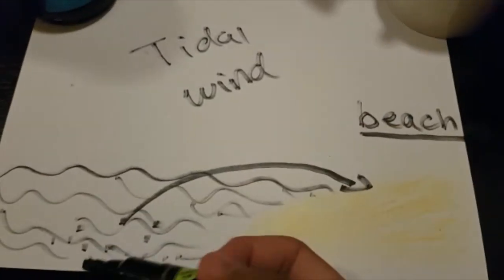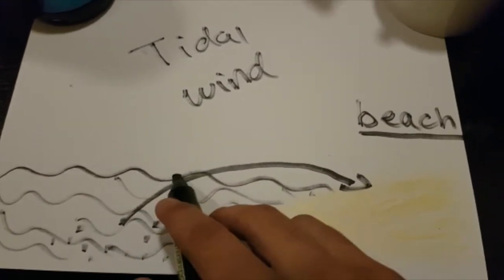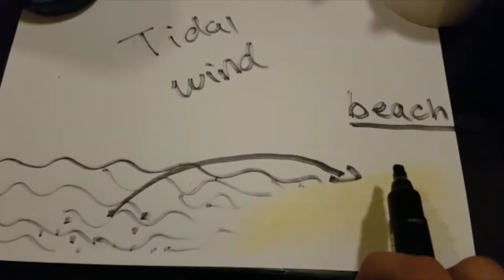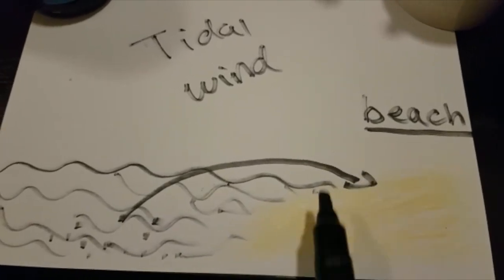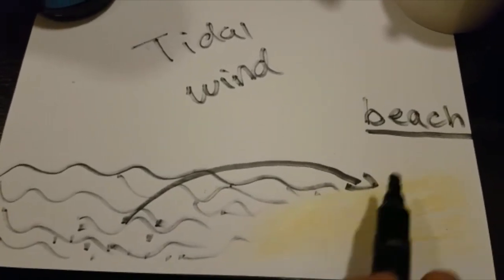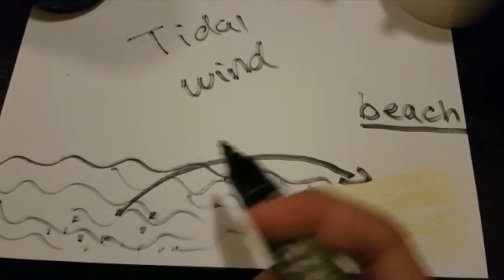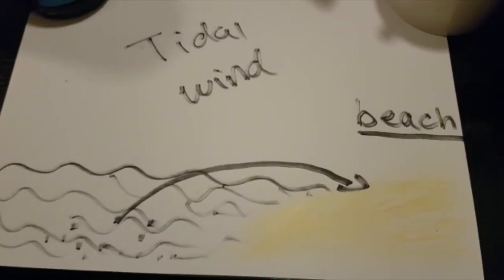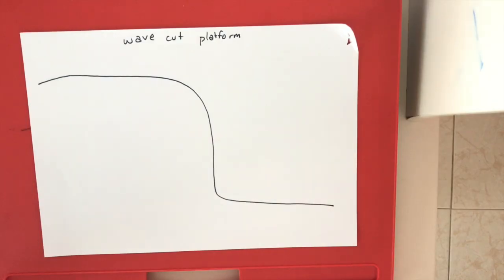Whereas an erosional beach is the power of the waves actually eroding landforms, such as the sediment that's already existed, or rock faces or such, to create features such as wave-cut platforms. Today we will be discussing wave-cut platforms and the processes involved in their formation.